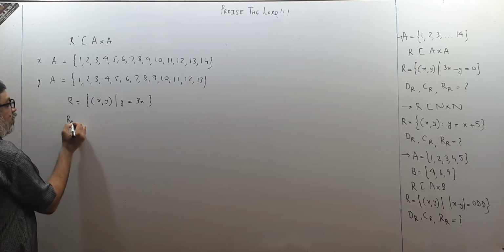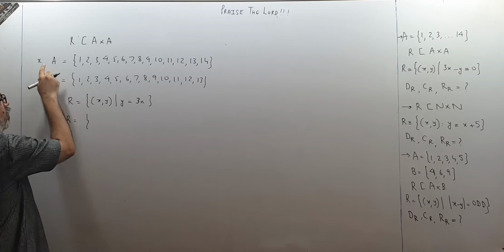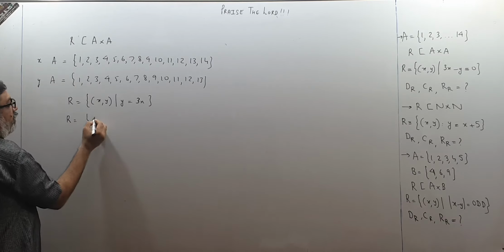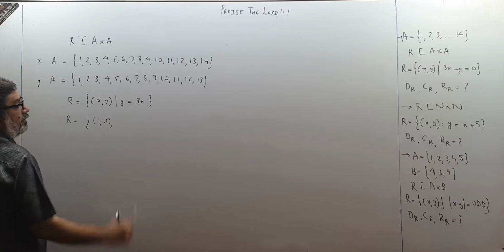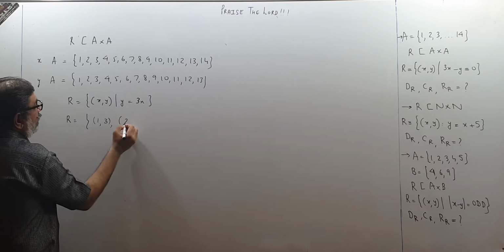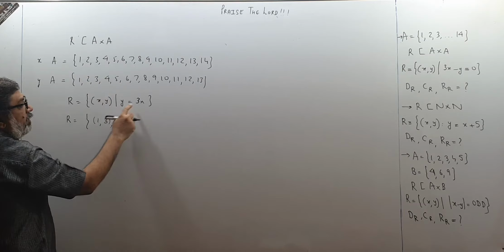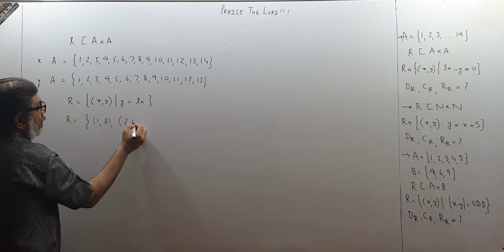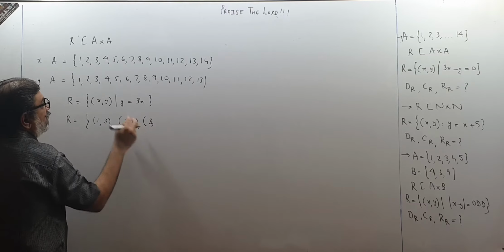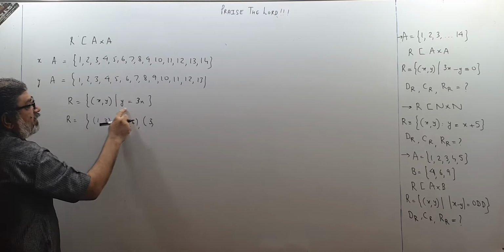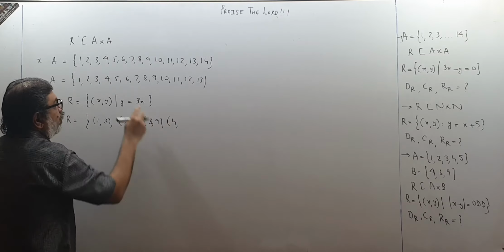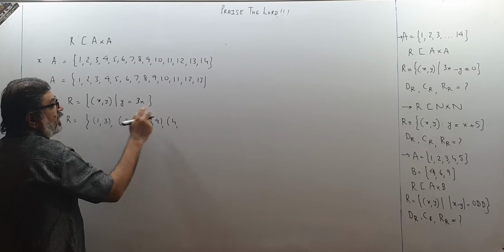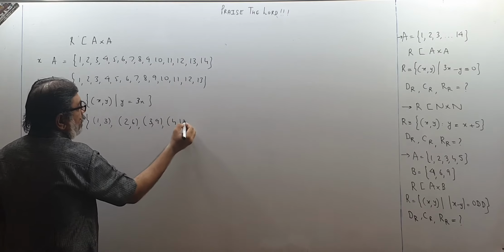So let us start picking up, children. X has to come from here, Y has to come from here. If I pick X as 1, Y should be 3 times 1, so Y becomes 3. If I pick X as 2, then Y will be 3 times 2, 6, so this 6 will come. If I pick X as 3, then Y equals 3x, 3 threes are 9, this element. If I pick X as 4, then Y equals 3x, 12, 12 from here.